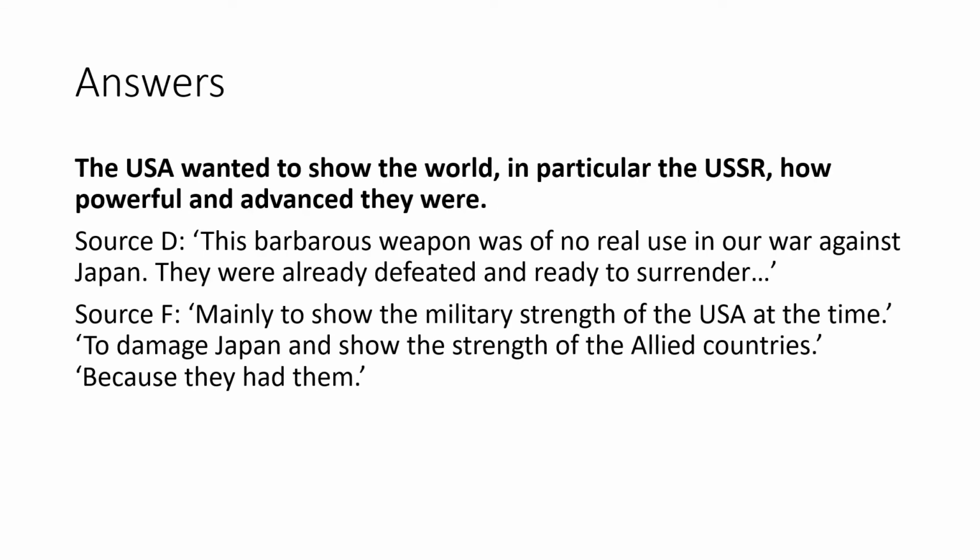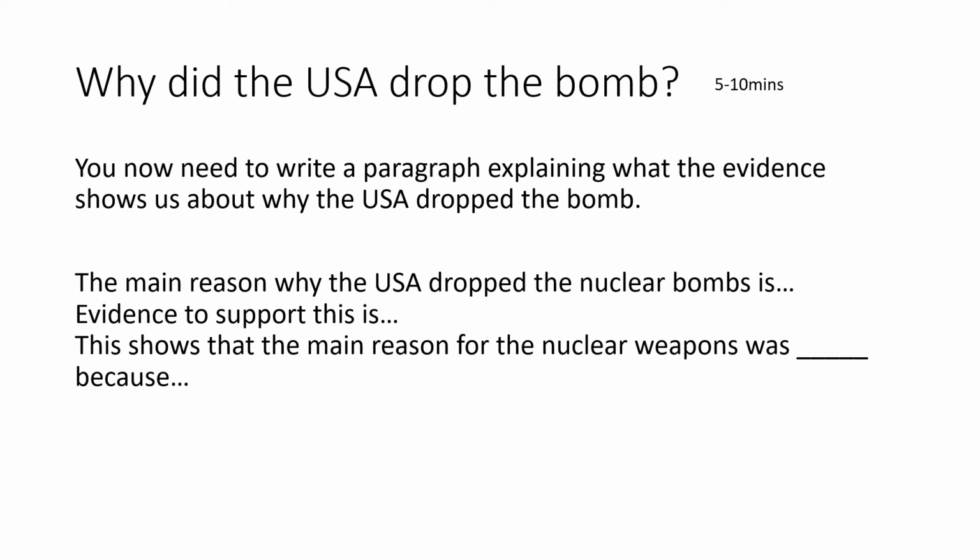And finally, for powerful and advanced, we've got one from source D. "This barbarous weapon was of no real use in our war against Japan. They were already defeated and ready to surrender." And three from source F, mainly to show the military strength of the USA at the time, to damage Japan and show the strength of the Allied countries, and lastly, because they had them.